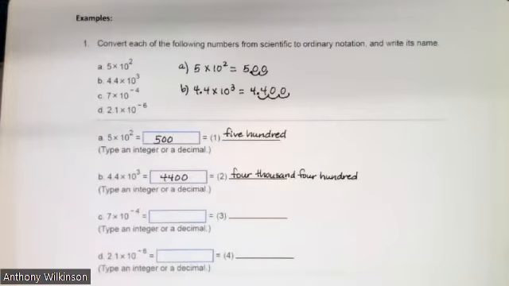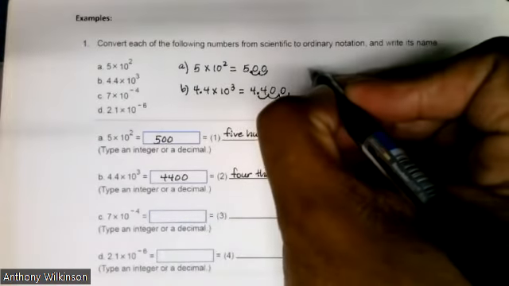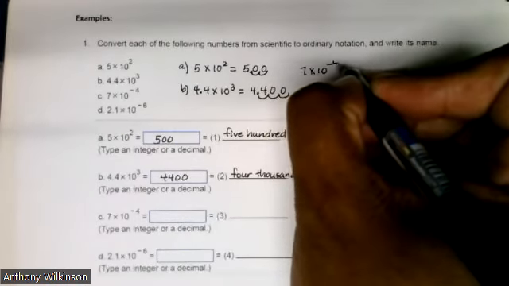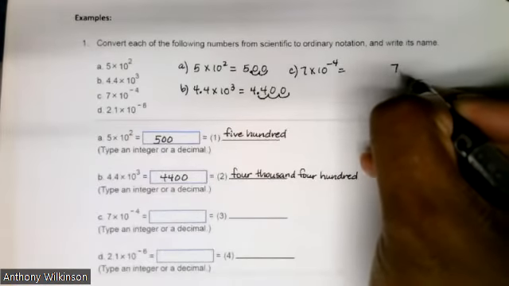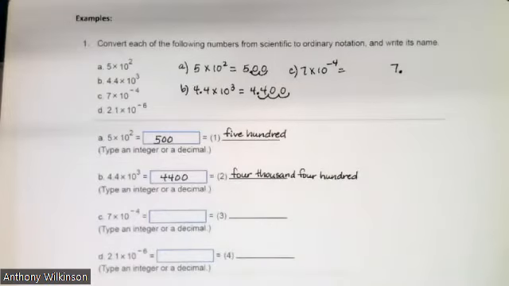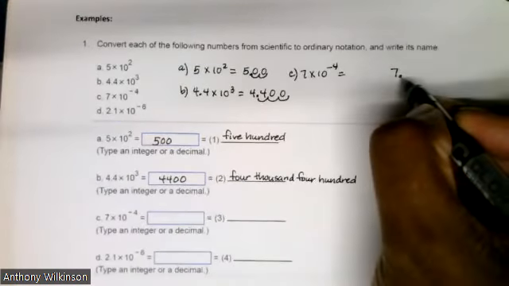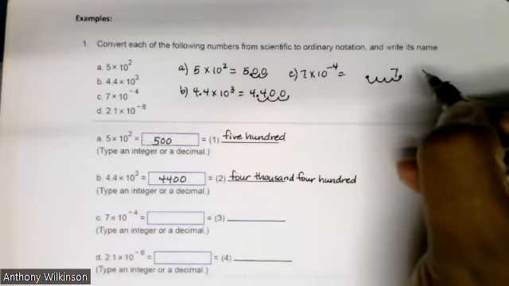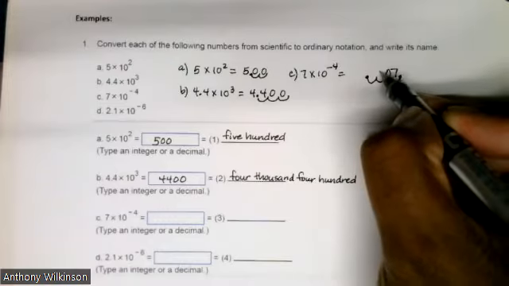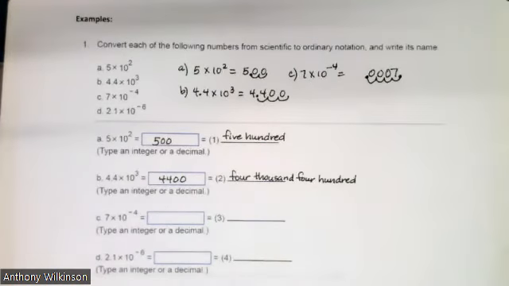Now part C, 7 times 10 to the negative 4. The decimal point is behind that last digit in the 7. The exponent for 10 is -4, so I need to move this decimal point in the 7 four places. That would mean I need to put 3 zeros in front of the 7.